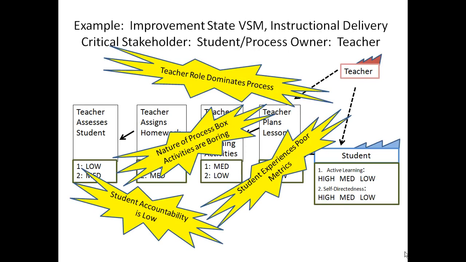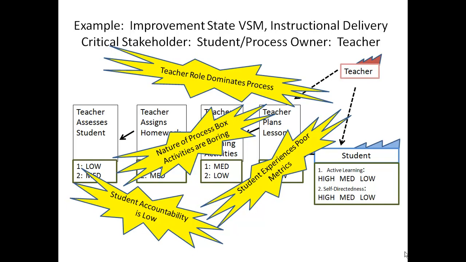So as we look at this particular value stream map, there are a couple things that just pop off the page. And what we do is we put this starburst here, and this is something called a Kaizen burst. And what it is, it just says like, wow, this is sort of popping off the page. And there's a couple of things as this faculty member, as this teacher's looking at instructional delivery, maybe conferring with some colleagues and so on. First of all, the teacher role is dominating the process. So the process owner dominates the process as opposed to the critical stakeholder. So that's one thing that's obvious here. We're also seeing that overall there's relatively poor metrics that the student is experiencing.